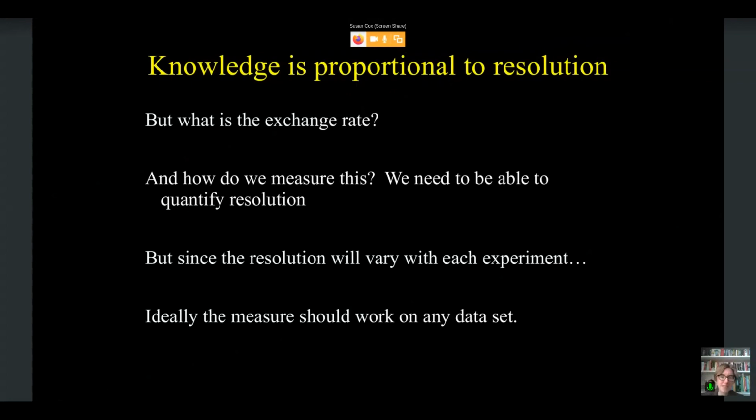So we know that knowledge is proportional to resolution. That's really what I've been trying to get across in this initial section of the talk: in localization microscopy, the amount of knowledge that we're able to build in, and the accuracy of that knowledge, yields us resolution improvement. But it's really important for us to know what the exchange rate is, how much knowledge we're able to give, which gives us what improvement in resolution, and how we measure that. We want to know what the resolution is when we get an image. But since the resolution will vary with each experiment, ideally we want a measure that should work on any data set.